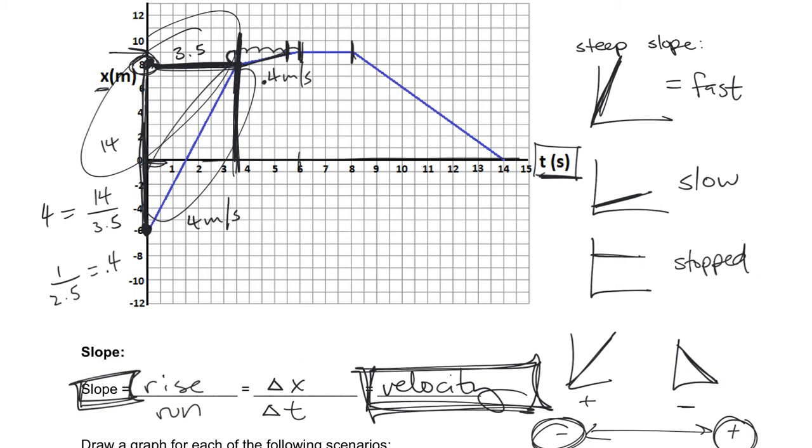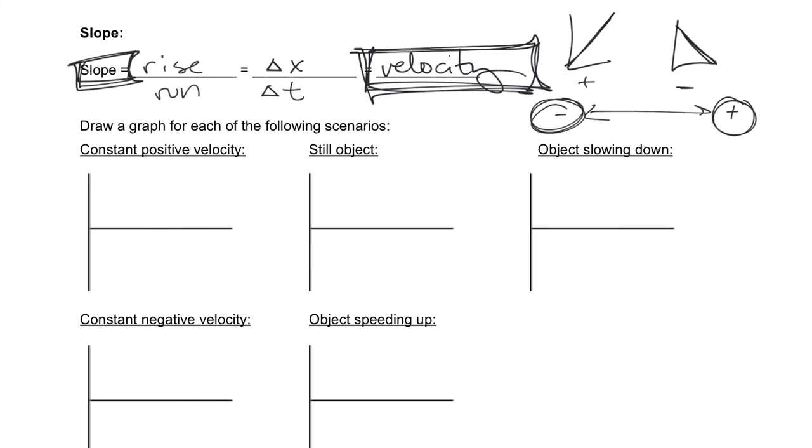So from a position time graph, you can find velocity, you can tell which direction an object is going, positive or negative, which is right or left. And you can tell if the speed is fast, slow, or if it is stopped. So let's take that knowledge and apply it down here to this last section of our notes.